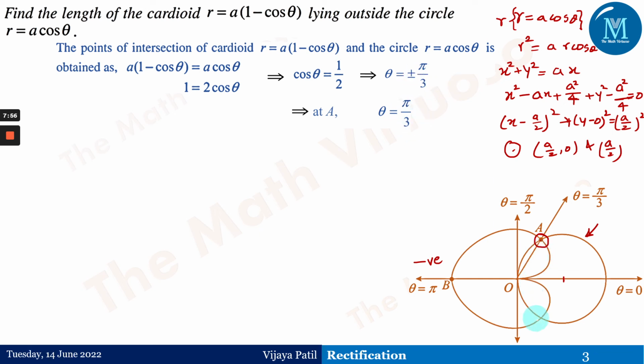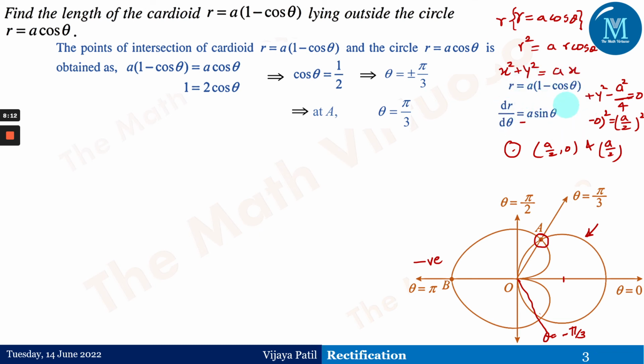So you can easily check that this is the other point, or you can say this is the line where theta is equal to minus pi by 3. But we are looking at this particular point in the first quadrant. Now, just a minute, I'll have to erase this.